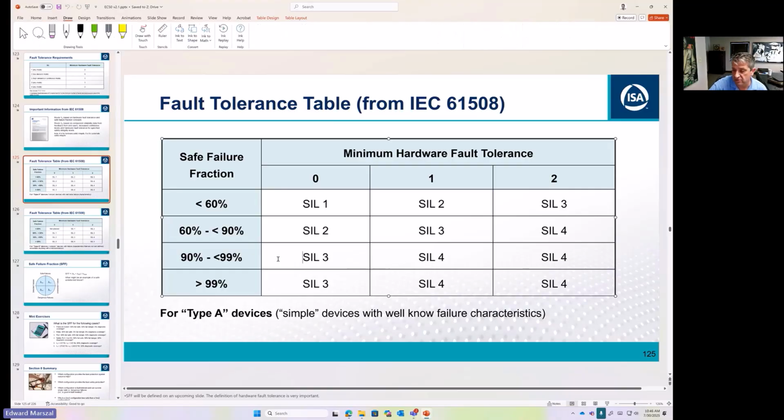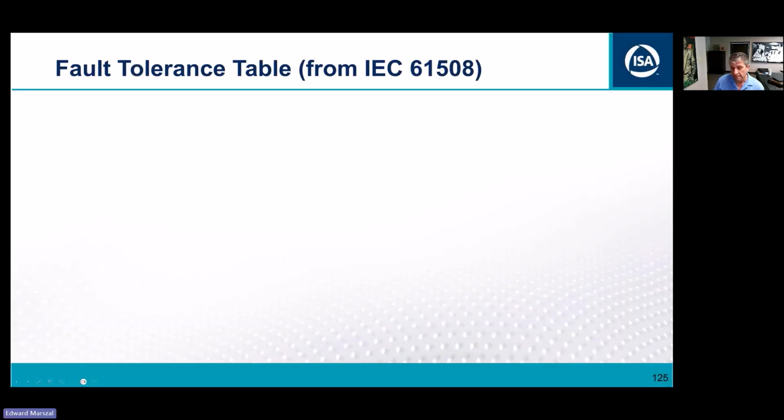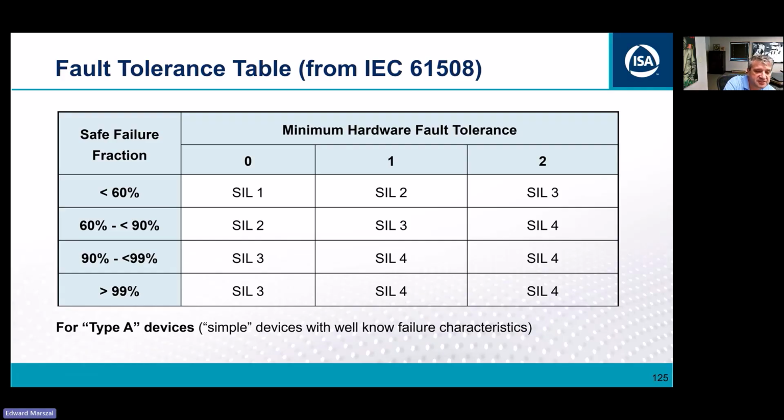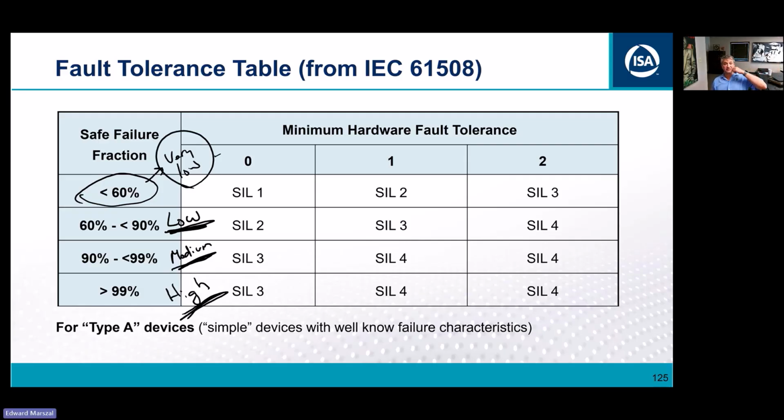So 60 to 90%, the standards writer said this is a low diagnostic coverage. 90 to 99% is a medium diagnostic coverage. And greater than 99% is a high diagnostic coverage, where less than 60% is, well, we could call it very low. But basically, the 1508 standard says that if your diagnostic has a less than 60% chance of actually being able to diagnose the failure, we're not taking any credit for it at all. So it kind of goes away.